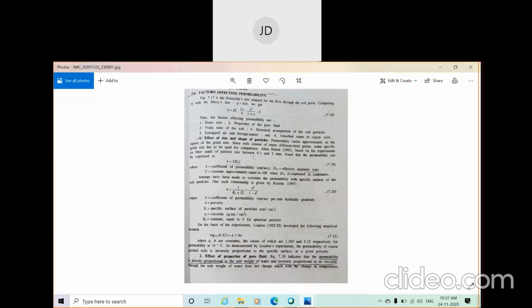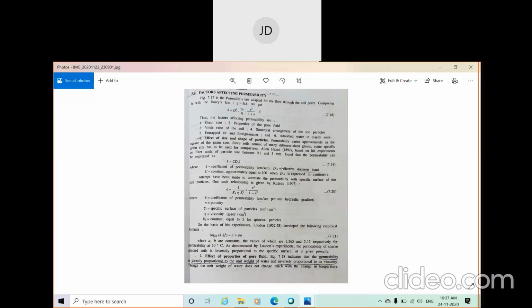So you have to remember this: Allen Hazen in 1892, based on his experiments on filter sand with particle sizes between 0.1 to 3 millimeter, found that permeability can be expressed as K is equal to C multiplied by D10 square, where C is what? C is just a constant, approximately equal to 100. And D10 is your effective diameter or effective size expressed in centimeter.